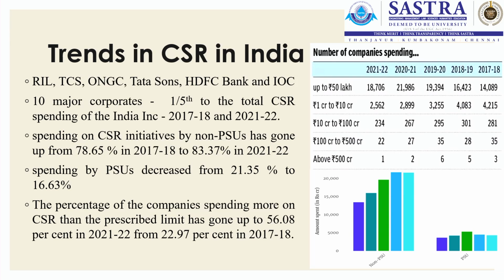One more good thing to note is that CSR spending more than the prescribed limit has gone up. The government says this is the limit they have to spend, but there are companies who have spent more than what has been prescribed by the law. So that's a good thing to note. It has increased from 22.97% in 2017-18 to 56.08% in 2021-22. These are some of the trends worth noting with respect to CSR spending in India.